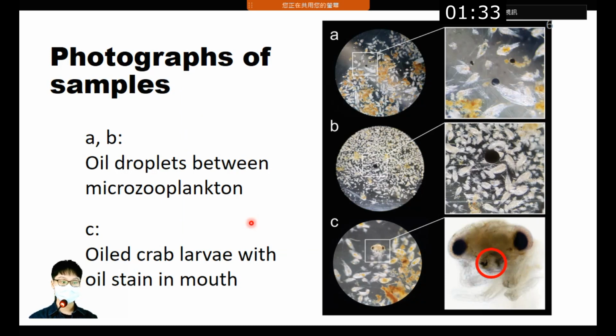After the scientists collected the samples, they took some pictures. In panels A and B, we can see there are oil droplets between the zooplankton. In panel C, we can see an oiled crab larvae with an oil stain in its mouth.